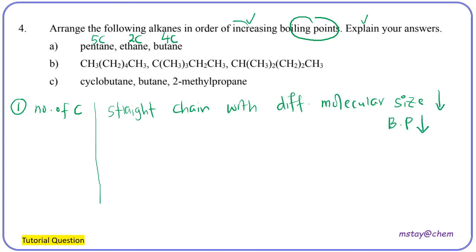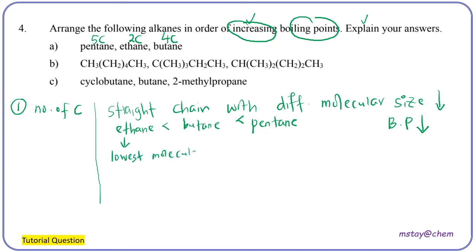Because they want us to arrange in increasing order, ethane will have the lowest boiling point, followed by butane, and then the highest boiling point is pentane. So you can explain accordingly: ethane has the lowest boiling point because it has the smallest molecular size.